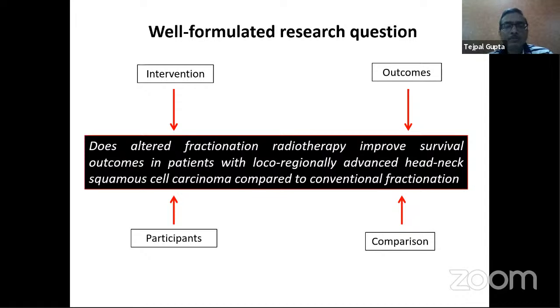Now, this is an example of a well-formulated research question, and here you can see the PICO depicted here. So if one asks the question, does altered fractionation radiotherapy improve survival outcomes in patients with loco-regionally advanced head and neck squamous cell carcinoma compared to conventional fractionation? And you could break it down into the PICO. So the participants here are patients with loco-regionally advanced head and neck squamous cell carcinoma. The intervention is altered fractionation radiotherapy. The comparator is conventionally fractionated radiotherapy, and the outcome is survival. So a well-formulated research question should actually reflect the PICO framework.